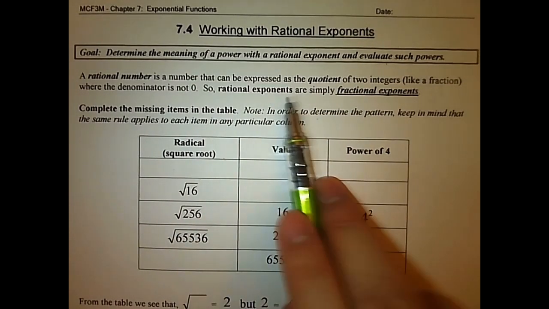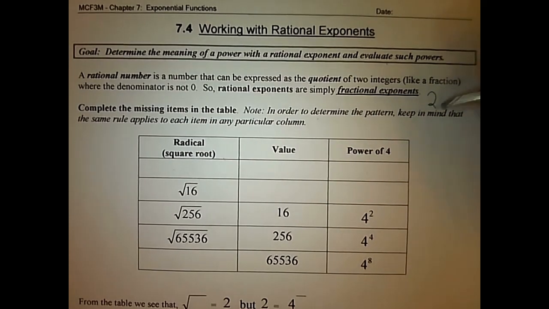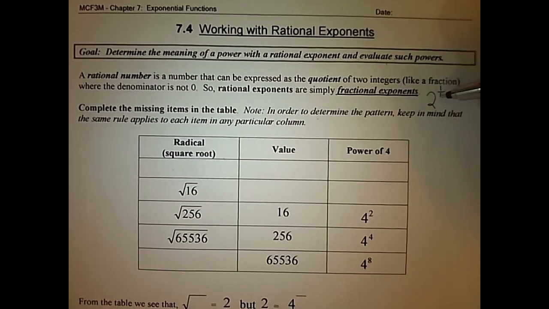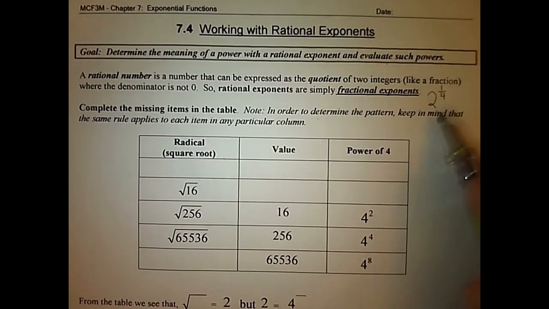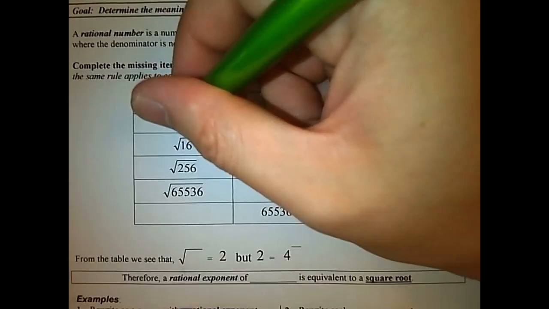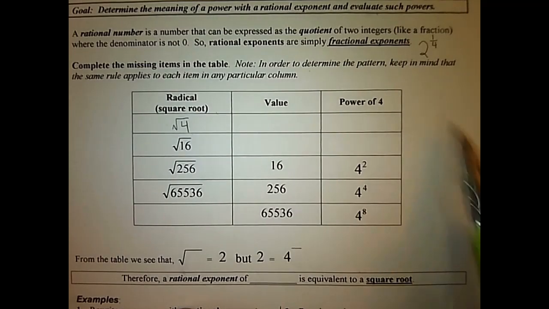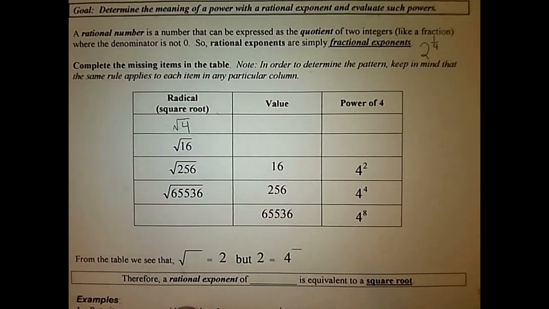So rational exponents are simply fractional exponents, or an exponent that's just a fraction, like 2 to the power of 1 over 4. So we've seen this in other grades, but now we're going to be examining them a little bit more. To do a warm-up, I'm going to put this number here to get you started. I want you to pause the video, try and complete the table using any patterns that you can figure out. You can read this for help, and then when you're done, unpause the video, and we'll go from there.